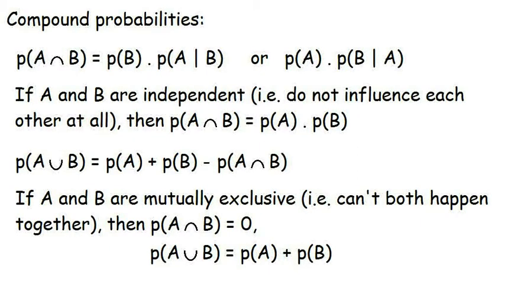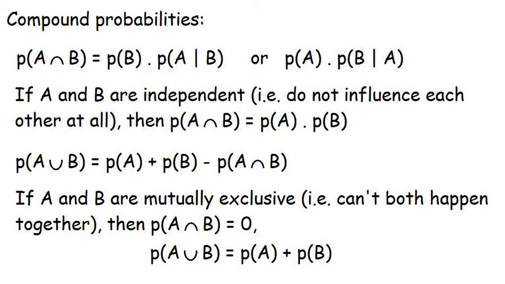If A and B are independent, that is to say the truth of A has no bearing on whether B is true or not, and vice versa, then the probability of A given B simply reduces to the probability of A on its own, i.e. B doesn't affect A, so we just remove it from those brackets. In this case, we get the probability of both A and B by multiplying the probability of A and the probability of B.